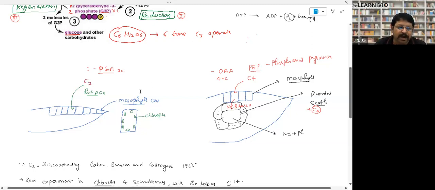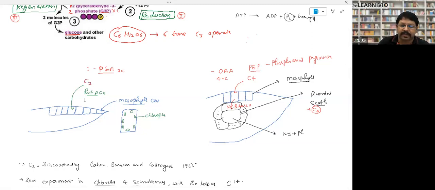Look, in C3 plant, light and dark reaction take place in the same leaf, right? In the same cell, light reaction will take place. In the same cell, dark reaction will take place. There are some other kind of plant where light reaction takes place in some other cell and dark reaction takes place in some other cell. It means photolysis of water takes place in some other cell, and then fixation of carbon dioxide takes place in some other cell. In those plants, the first stable compound is not a 3 carbon compound, it is a 4 carbon compound. That's why that cycle is called C4 cycle.